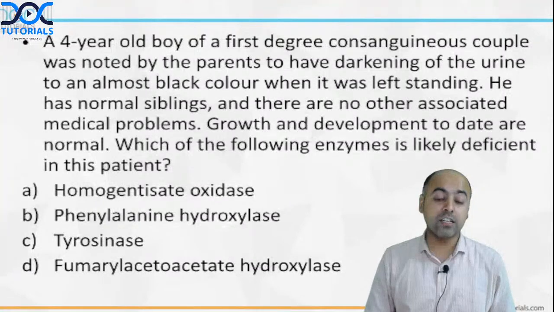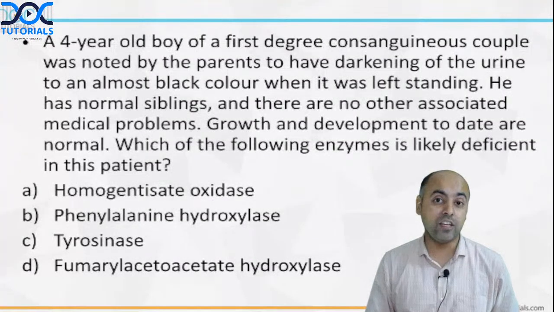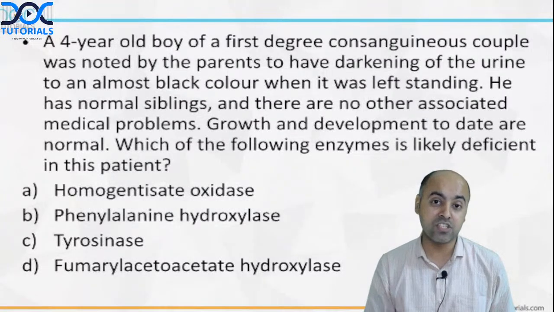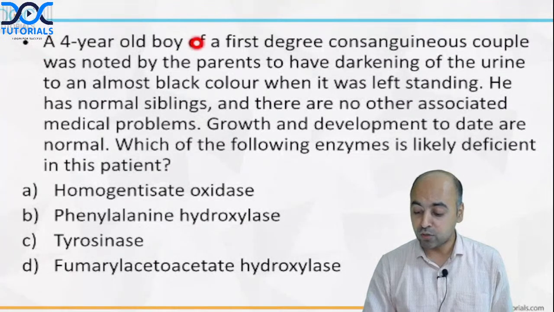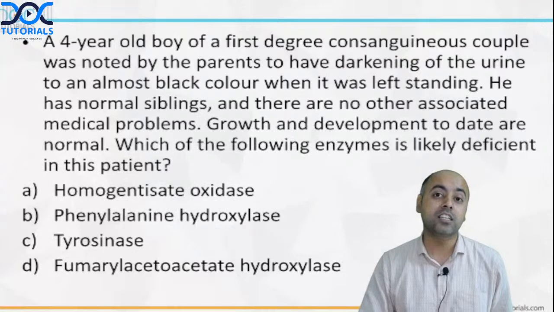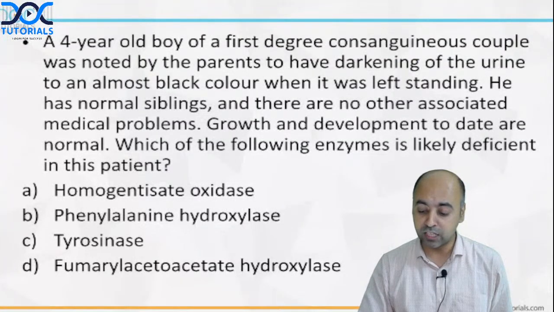Now I've used a clinical case to again discuss a very important topic. Almost always we get the question from that topic which I am going to discuss. 4-year-old boy of first degree consanguineous couple. Why does the question mention consanguineous couple? Because in these cases the chances of autosomal recessive disorders will increase.